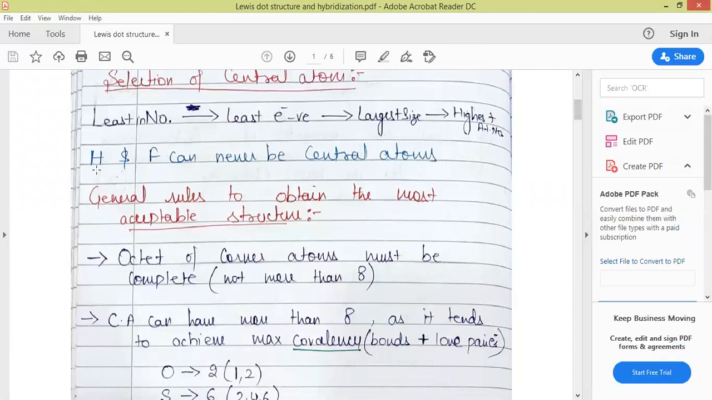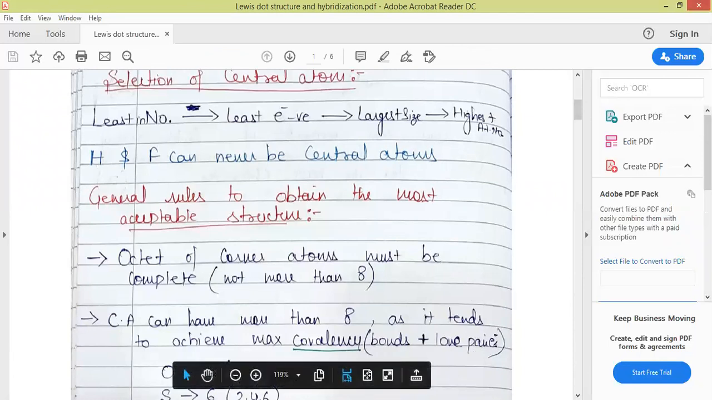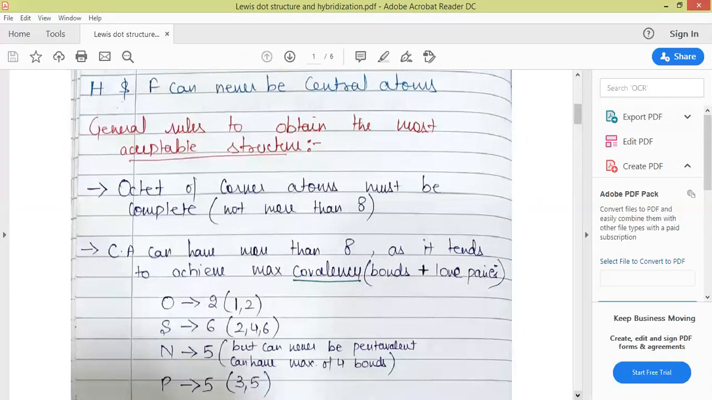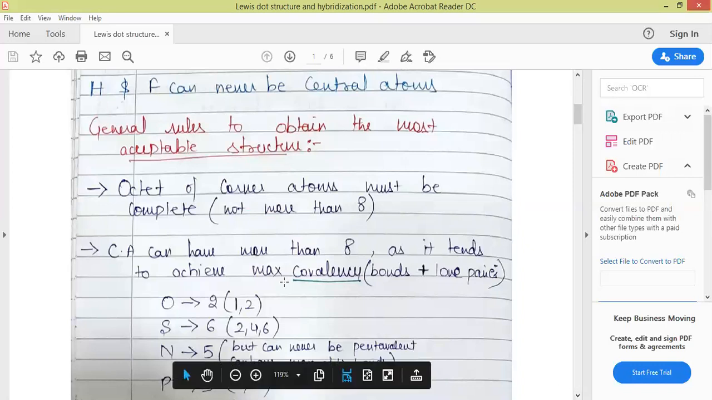Now we start with the general rules to obtain the most acceptable structure for a Lewis dot structure. The first rule is that the octet of the corner atoms must be complete, and it can never be less than 8 or more than 8. So the octet of corner atoms must be complete. Next, the central atom can have more than 8 electrons, because it tends to achieve maximum covalency.